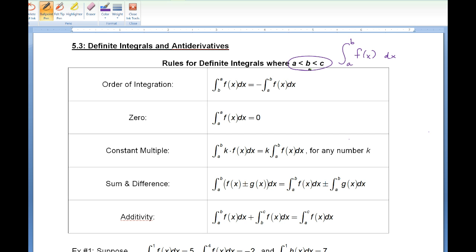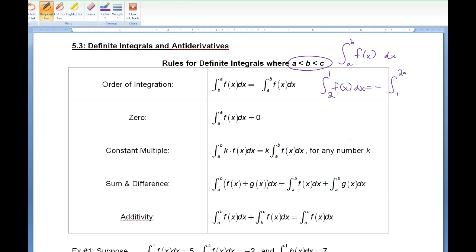So what if A and B are switched around? Imagine you had the top number smaller than the bottom number. So let's say it went from 2 to 1 instead of from 1 to 2. So our lower and upper bounds are switched around. So in this case, we just make it the opposite and then switch the bounds to make the bottom one smaller. Okay.